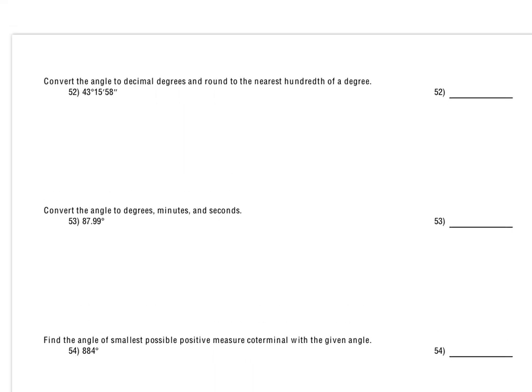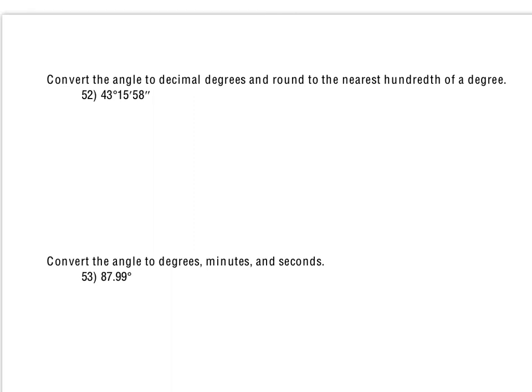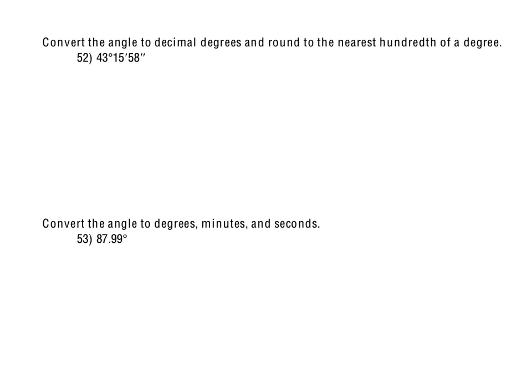I just need to come up to the top here. There we go. I lost number 52 there for a second. All right. So 52, we are converting the angle to decimal degrees, rounded to the nearest hundredth of a degree. You can actually do this on your calculator if you know how. You just type that in, and as degrees, minutes, and seconds, hit enter. It should automatically convert that to degrees for you. But I want to talk about how to do this by hand. So what we want to do here is divide the 58 by 60. That will convert those seconds to minutes.